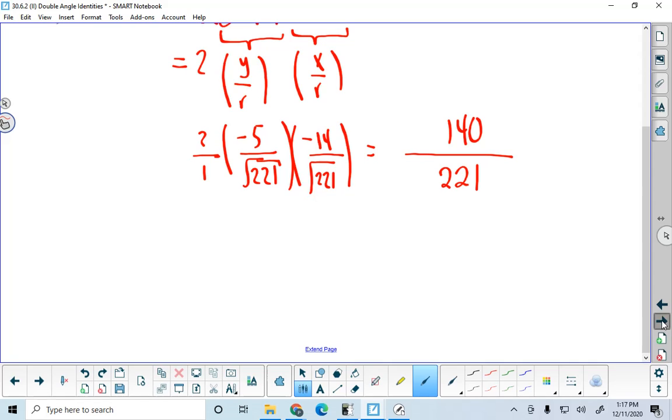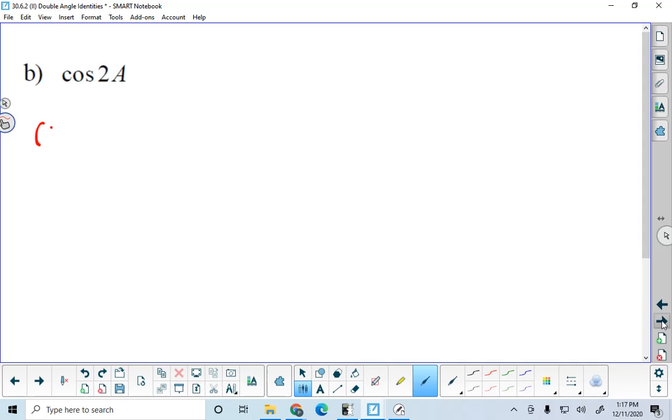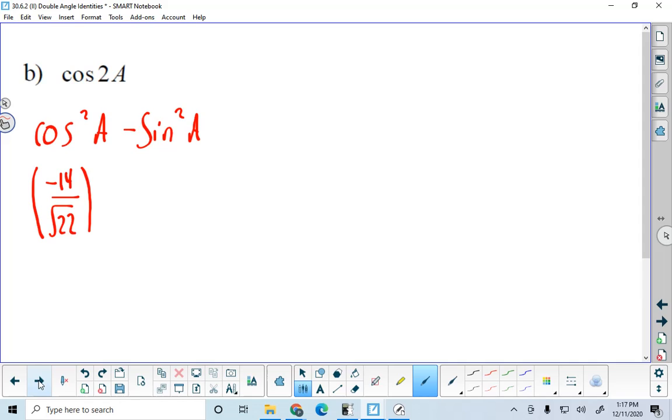Well, B asks for cosine of 2a. Well, cosine of 2a is cos squared of a minus sine squared of a. So what's cosine squared of a? Well, cosine of a is negative 14 over root 221. We have to square that, minus, what is sine of a? It's negative 5 over root 221. So I'm going to have to square the negative 14. I want to say 196. And it is in fact 196.